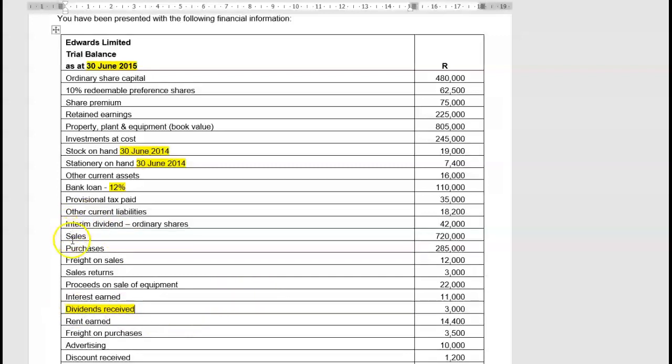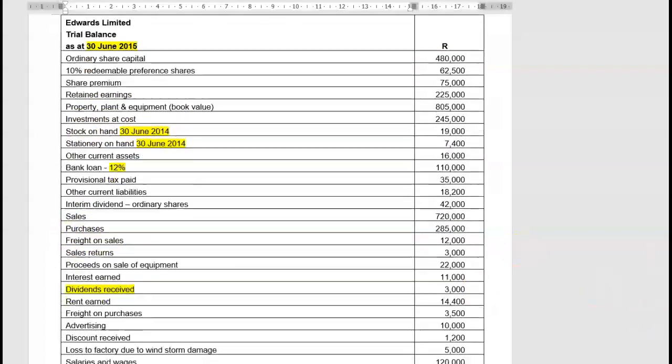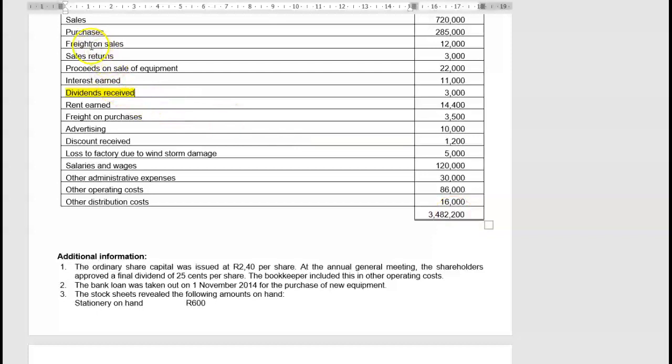Very, very important. Good. Then we get sales and purchases, and when you get purchases, you know it's a periodic system, and then you also have stock on hand at the beginning of the year. So clearly a periodic inventory system. Sales returns. Now you know that we're going to subtract the sales returns immediately from our sales. Then we have dealt with that, and we're not going to forget about it later. What is freight on sales? Do we have to subtract that from sales? Never in your life. Freight on sales is a normal selling expense. So that is going to be part of our selling and distribution expenses for the year.